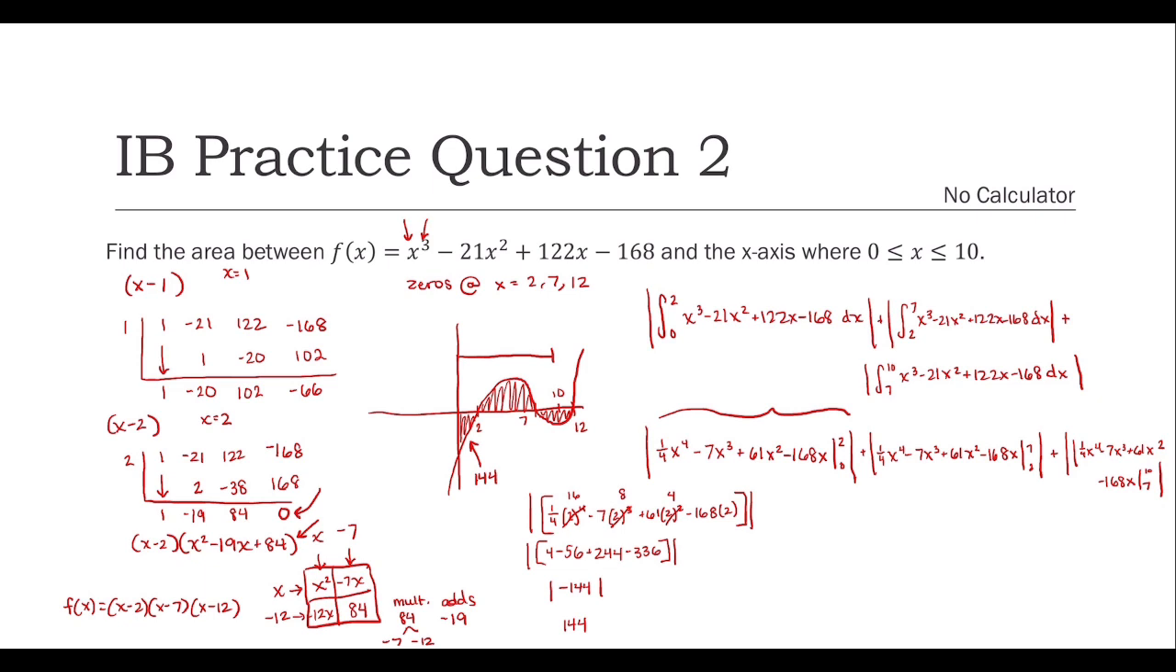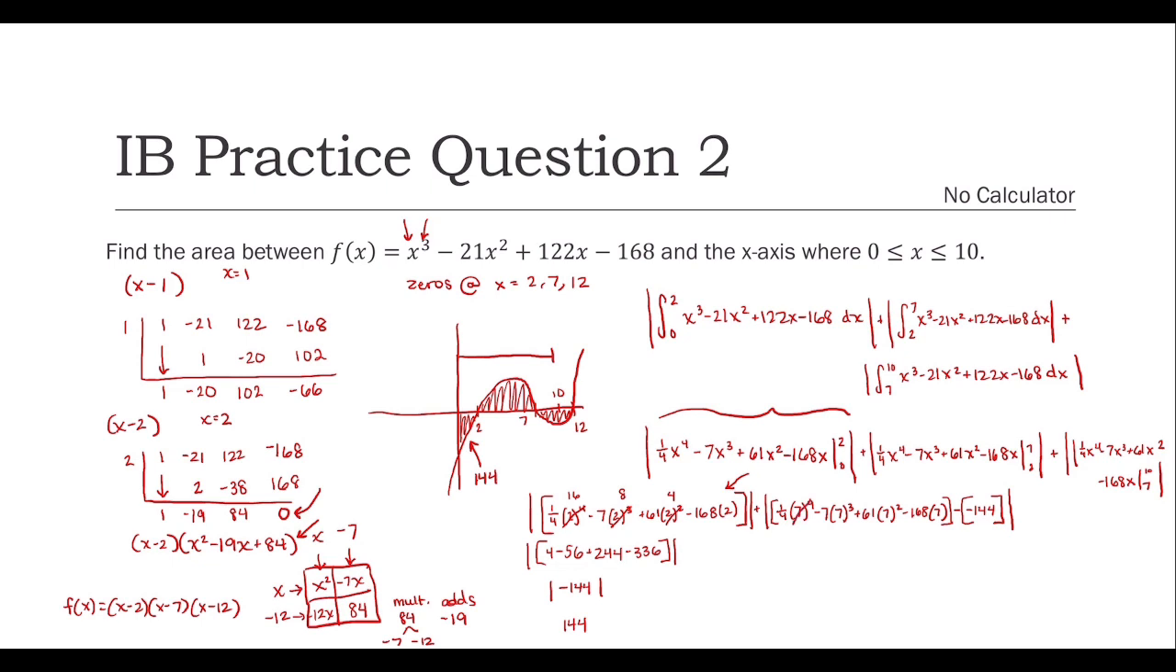For our next section, we'll plug in 7, and then we'll minus that same thing when 2 is plugged in. So we have plus the absolute value. So we have 1/4 times 7 to the 4th minus 7 times 7 cubed plus 61 times 7 squared minus 168 times 7. And then we'll have all of that minus what we get when we plug in 2. So over here, we already plugged in 2, and we know that that's going to give us negative 144. So it'll be minus negative 144.